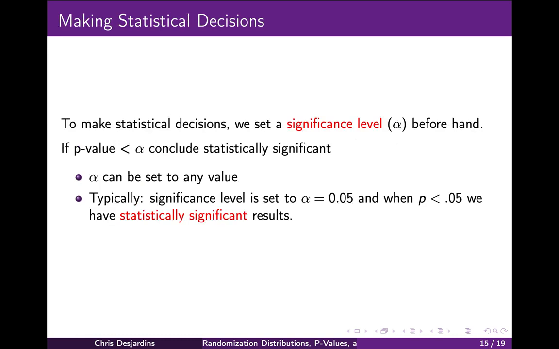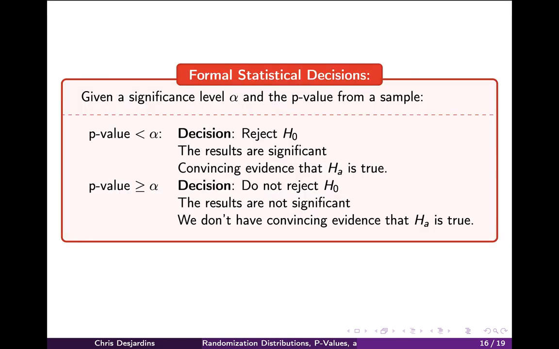Prior to the start of an analysis, we must specify the significance level. The significance level is known as alpha, and if our p-value is less than alpha, we conclude our results are statistically significant. Alpha could be set to any value, but typically we set it to 0.05, 0.01, or 0.001.